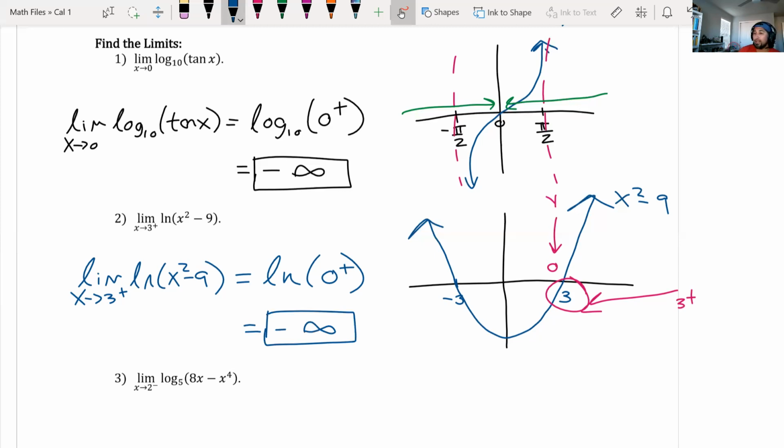All right. Any questions on those two? Know the graph, know how to apply your limit laws. And this stuff is easy.